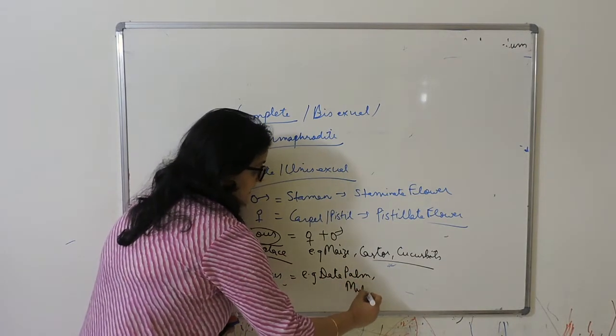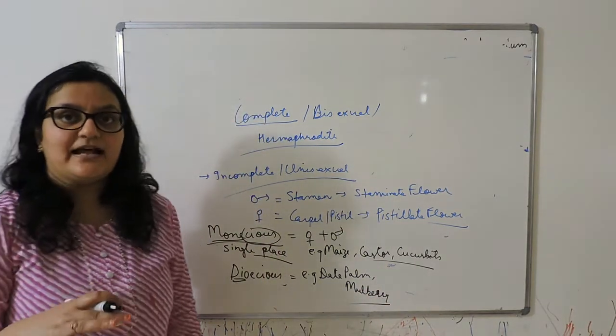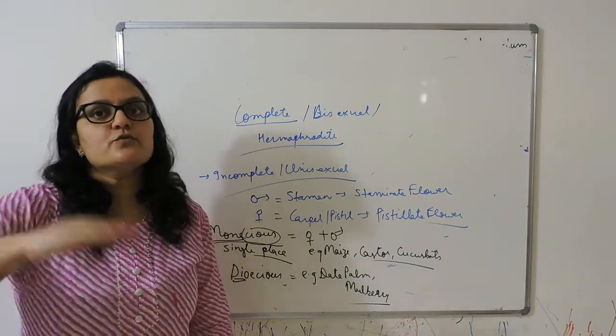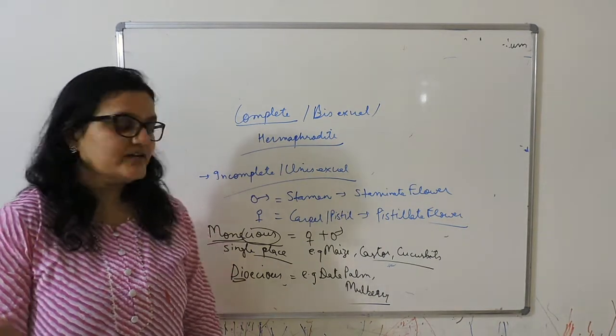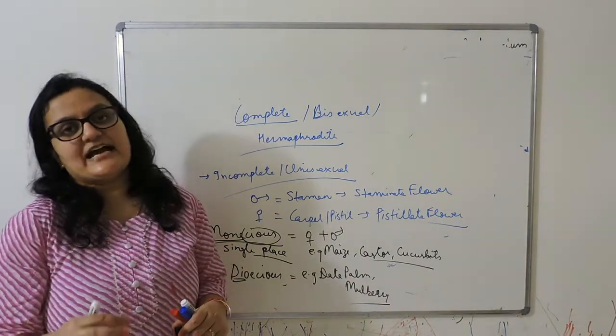mulberry. So in this condition, what will happen is that in the male flower plant, which is only a male plant, fruits will not form. Okay, fruits you are going to see only in the case of the female flower plant. So on that basis the plants are two types, monoecious and dioecious.